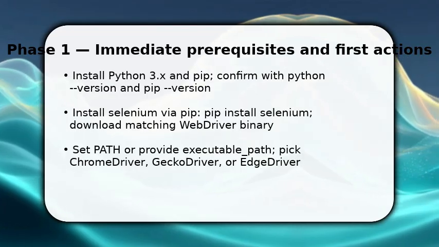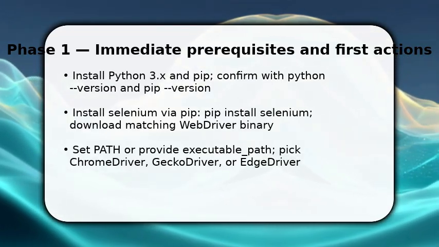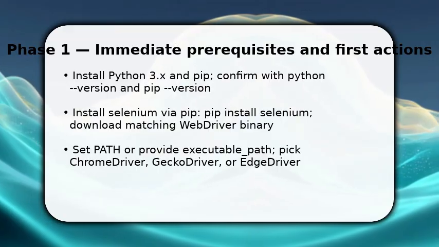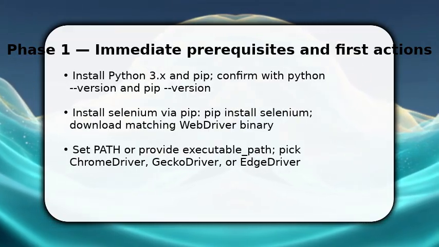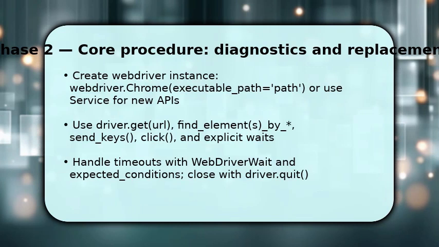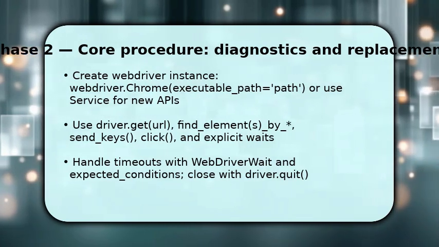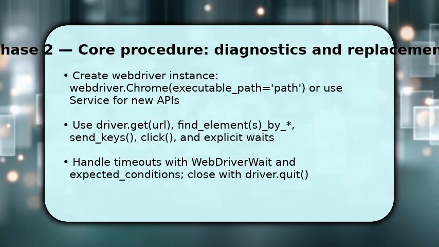Next, create a simple script file and import WebDriver from Selenium. This is the first actionable step to get a browser instance running. You then write the core automation. Initialize the driver and navigate to the URL you want to test.